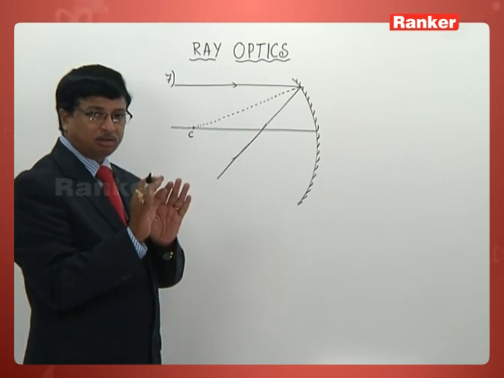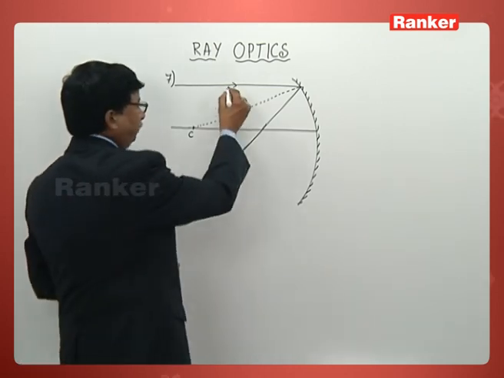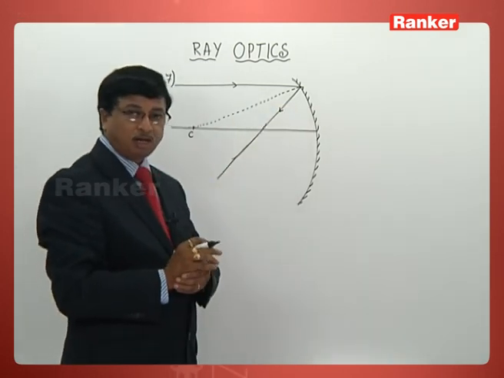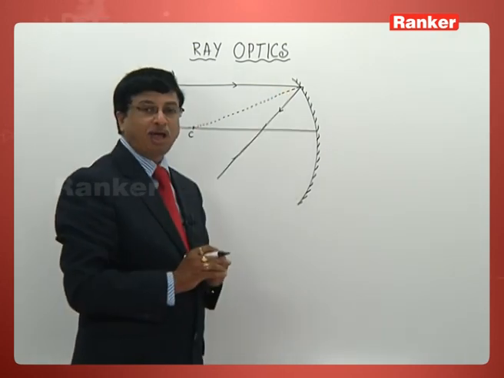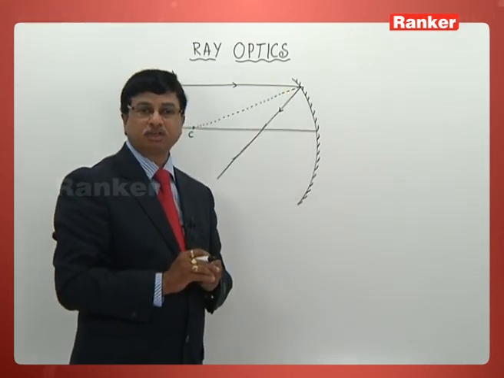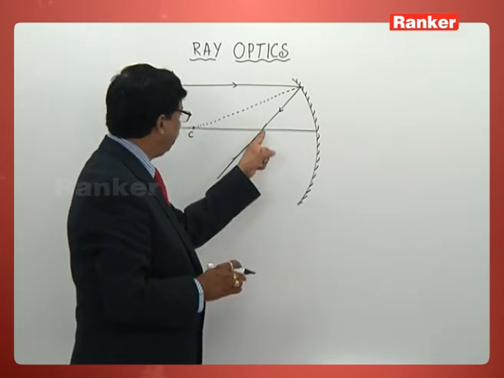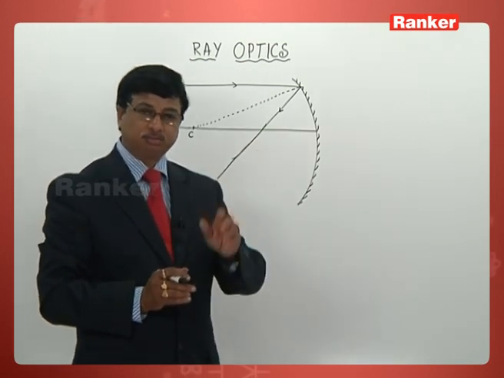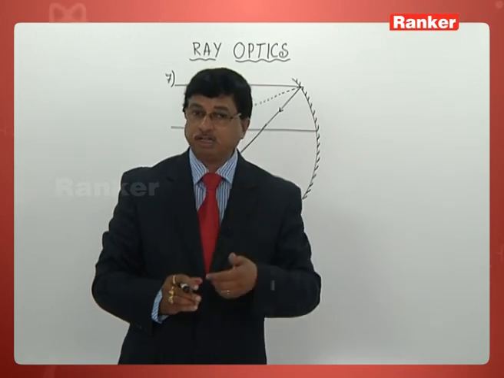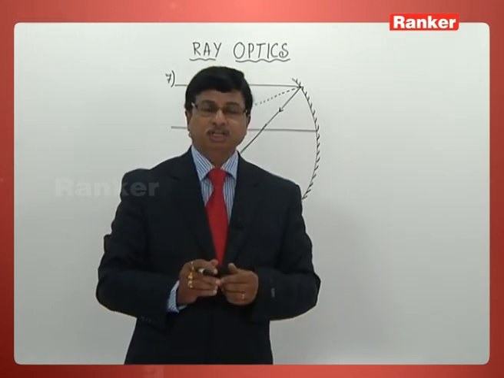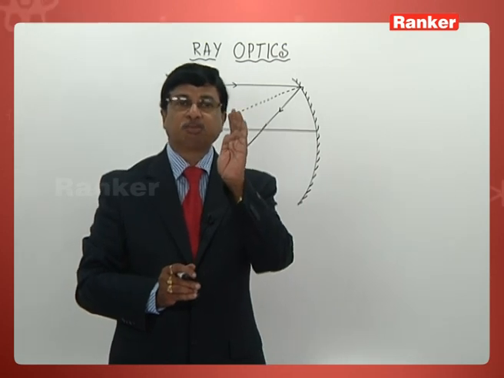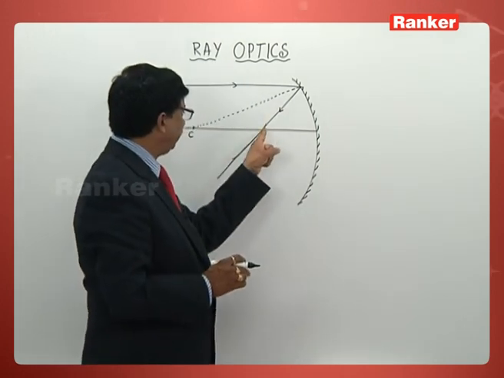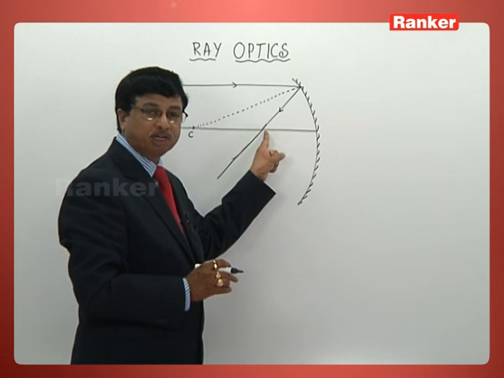Generally what is our calculation? When this is the incident ray and this is the reflected ray, every time we feel any ray which is falling parallel to the principal axis should pass through the point called focus. But that is not correct always. What is the condition for its correctness? Simple. If the aperture of that mirror is very small, then only the point through which the reflected ray is passing should become the focus.